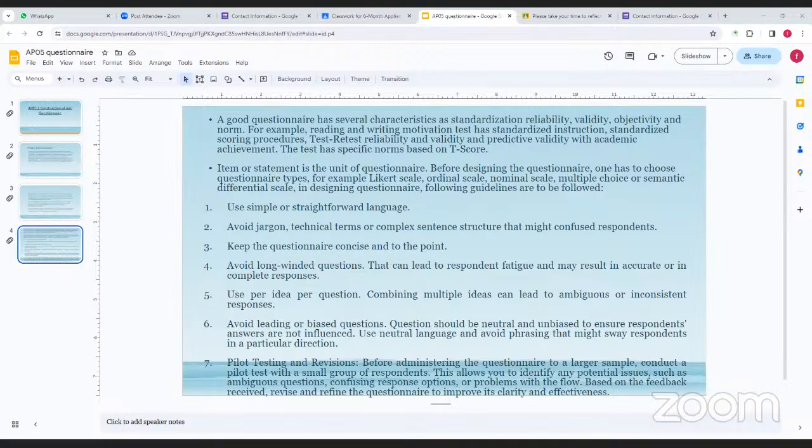Validity means what it intends to measure. Suppose your questionnaire is measuring the purchase decision. That means it should be related to the purchasing behavior of the people.